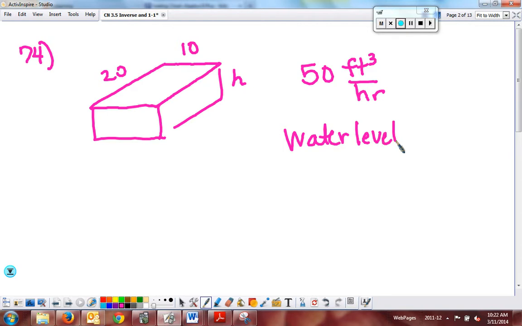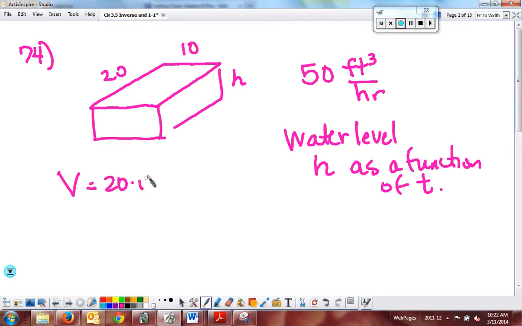Water level, and what did I call water level? H, as a function of T. All right, well, first thing, do you know something about the volume of this pool? Okay, so volume equals 200H. This gives me a function where volume is a function of H. So I'm writing down things I know from the problem. Can I figure out my volume as a function of time? Like, how do I know how much water we're going to have in this thing volume-wise?